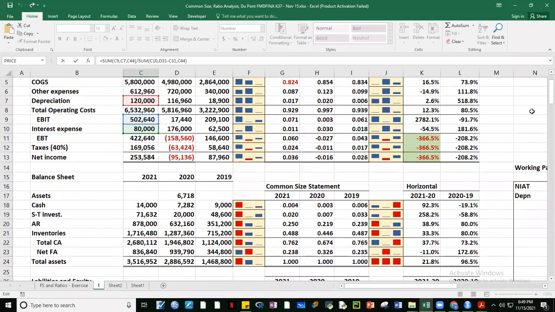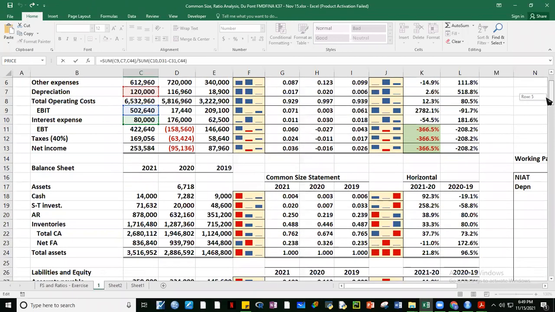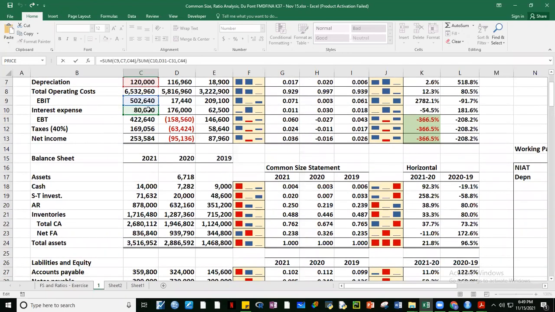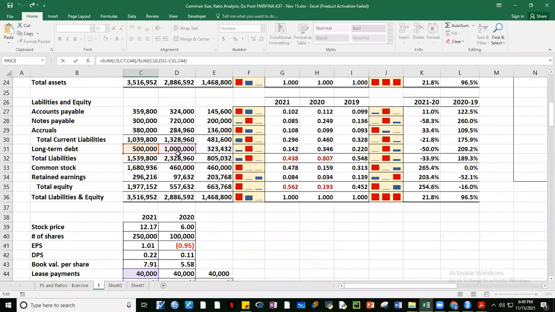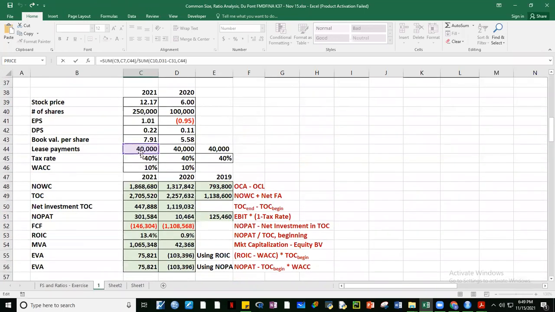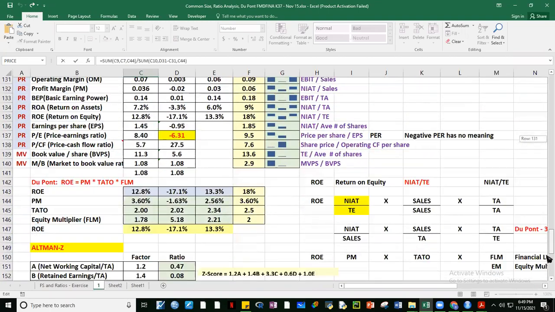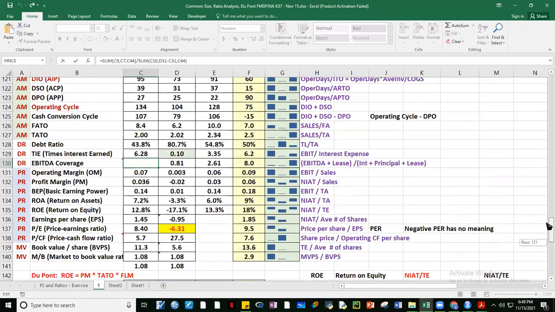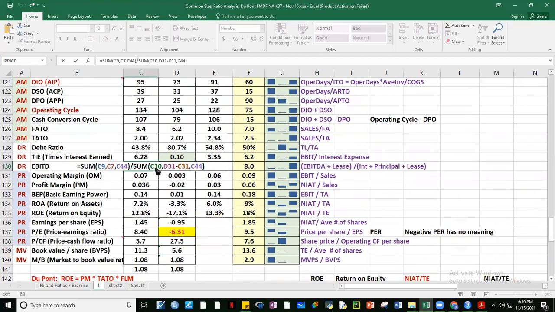dun sa magkano binayad sa interest, magkano binayad sa principal, magkano binayad sa lease. Ang binayad sa interest is this one. Ito, 80. Kaya nga may C10 dun. Ang binayad sa principal is 1 million minus 500. Tapos ang binayad sa lease is C40. Ito. So that's how we get the formula here. That's how we get the EBITDA coverage.